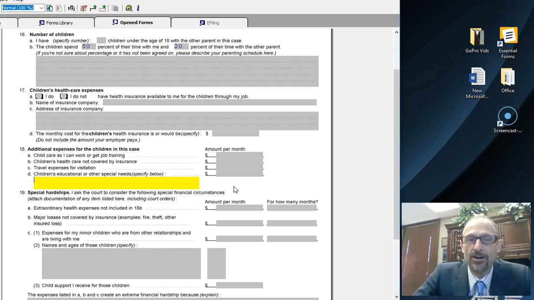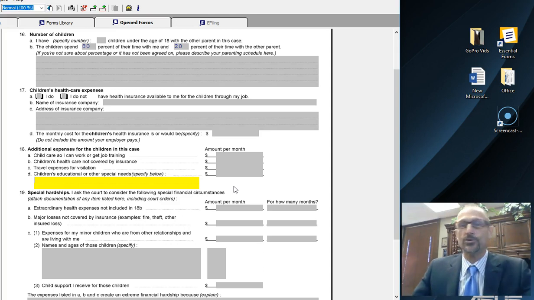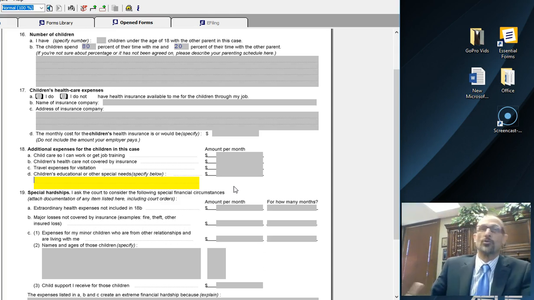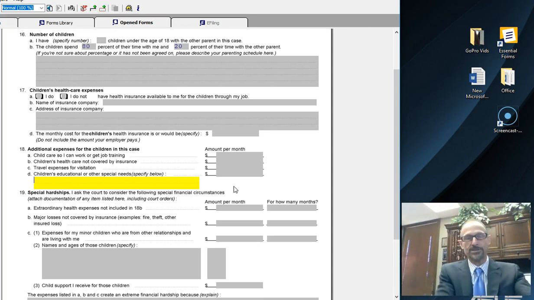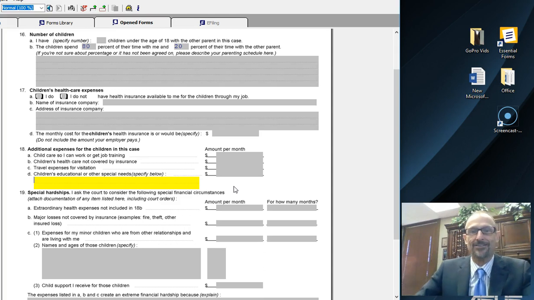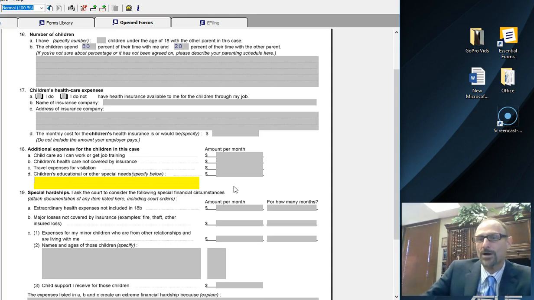19A, extraordinary health expenses not included in 18B above. So let's say, for example, Junior broke his arm and there was an $1,800 charge and it wasn't covered, or that was your portion of a payment that you had to make toward the insurance company, your percentage, 20% or 30% or something. You're going to want to write that in there. That's the amount per month, or an average, and for how many months you're going to have to do that.